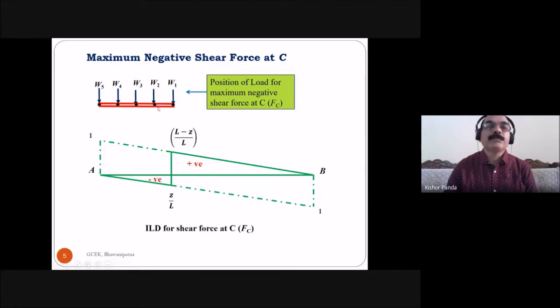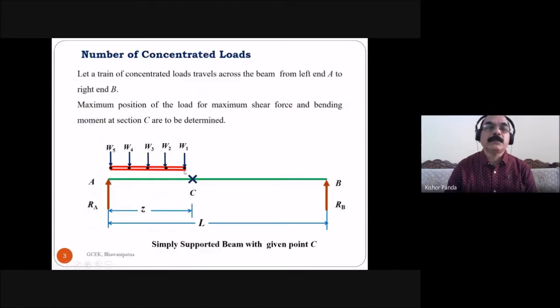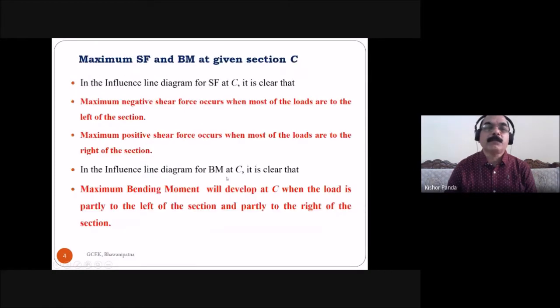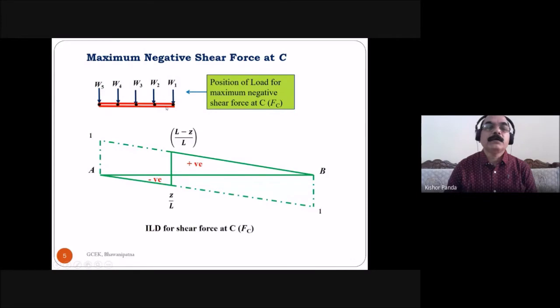And this train of concentrated loads is present just at the left side of the section. This is the section C. This is the left side of the section, and this is the right side of the section. So here all the train of concentrated loads is present toward the left of the section.